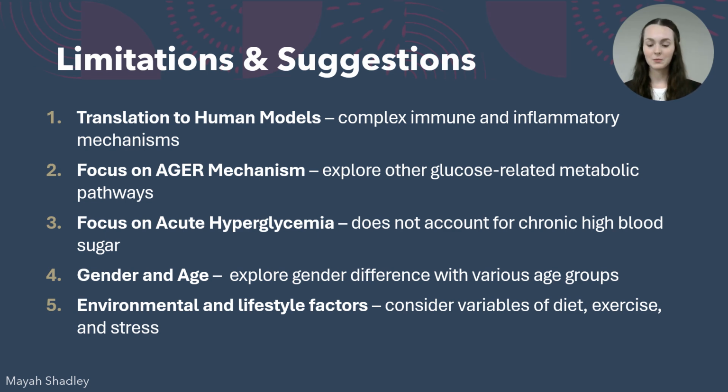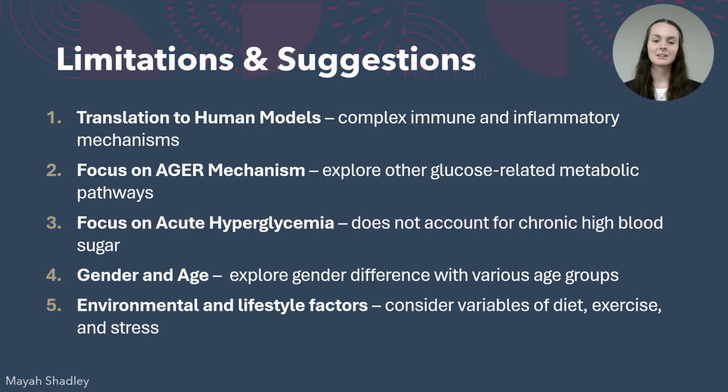So in order to be able to look at this more in human models and look at their specific biological responses, it would be suggested to do clinical trials and less invasive means in order to look at this. And this study also focused mainly on the agar mechanism, and there's other glucose-related metabolic pathways that we could look at, and so future experiments could look at that more in order to completely understand how this hyperglycemia is inducing the stroke, or not inducing the stroke, but influencing the stroke.